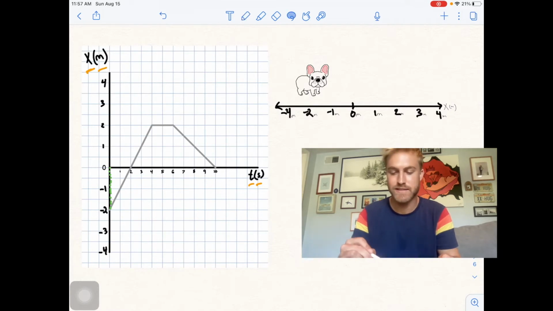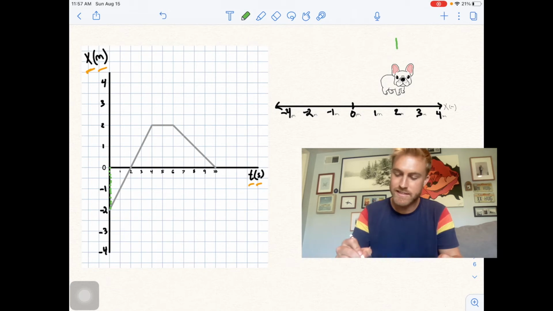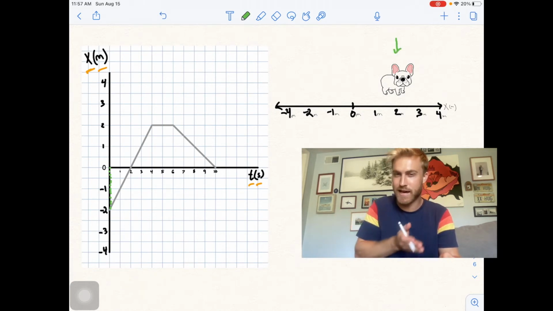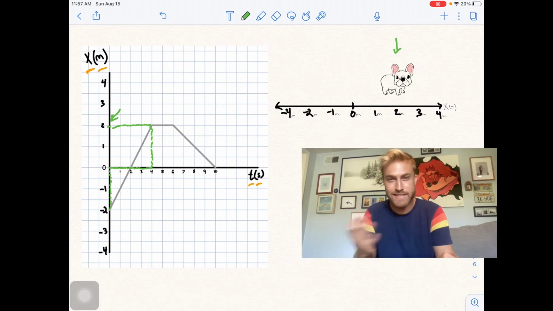So let's let time pass and see what Frankie does. 0 Mississippi, 1 Mississippi, 2 Mississippi, 3 Mississippi, 4. At 4 seconds, Frankie is now here at +2 meters. And that makes sense because if we look at our position versus time graph, we can see that as time passes, Frankie is at +2 meters. And so that's how it maps onto the motion, which is pretty cool.